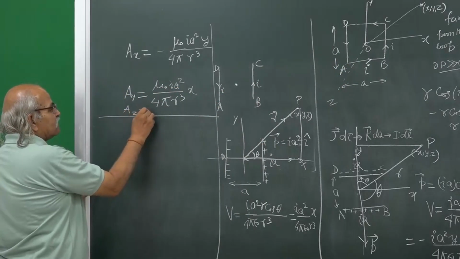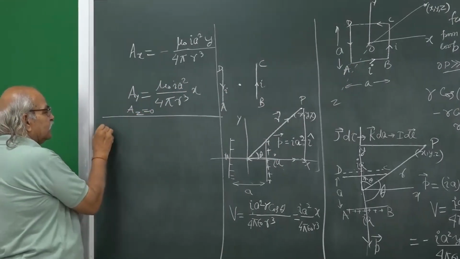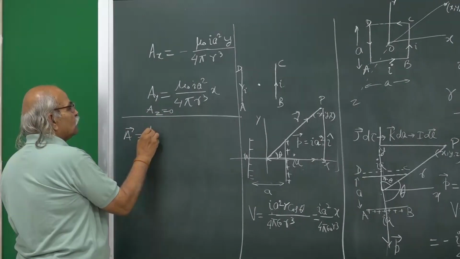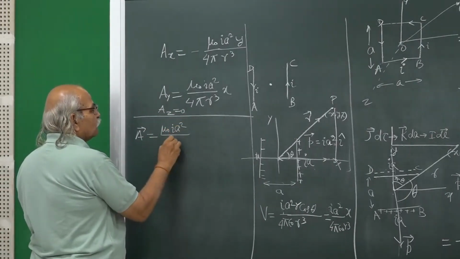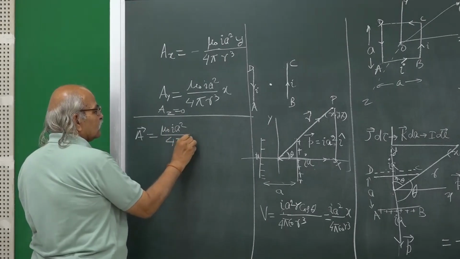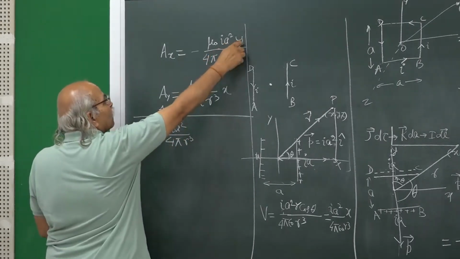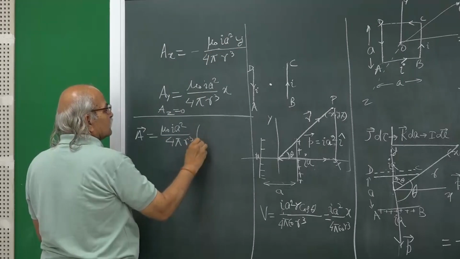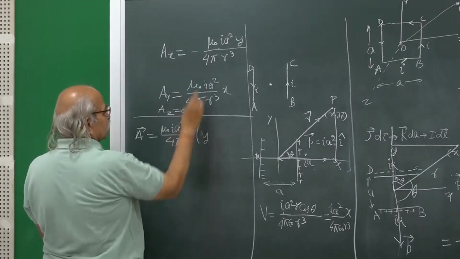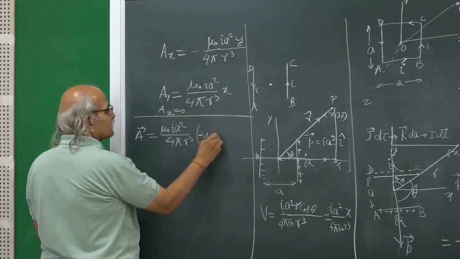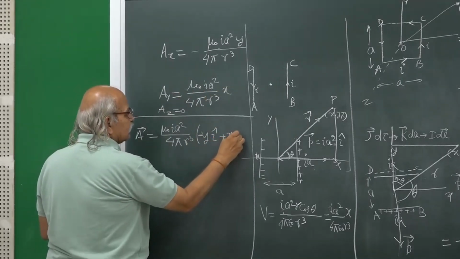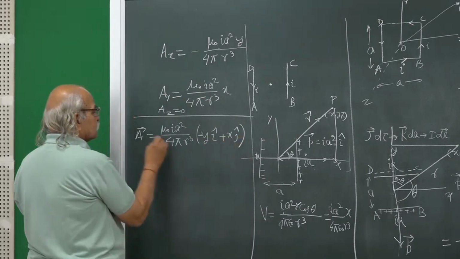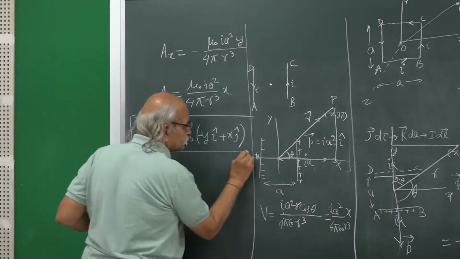We have obtained the vector potential. A is equal to mu naught I a square by 4 pi r cube, and then we have y in x direction. So, minus y in x direction and plus x in y direction, x j cap. This is our answer.